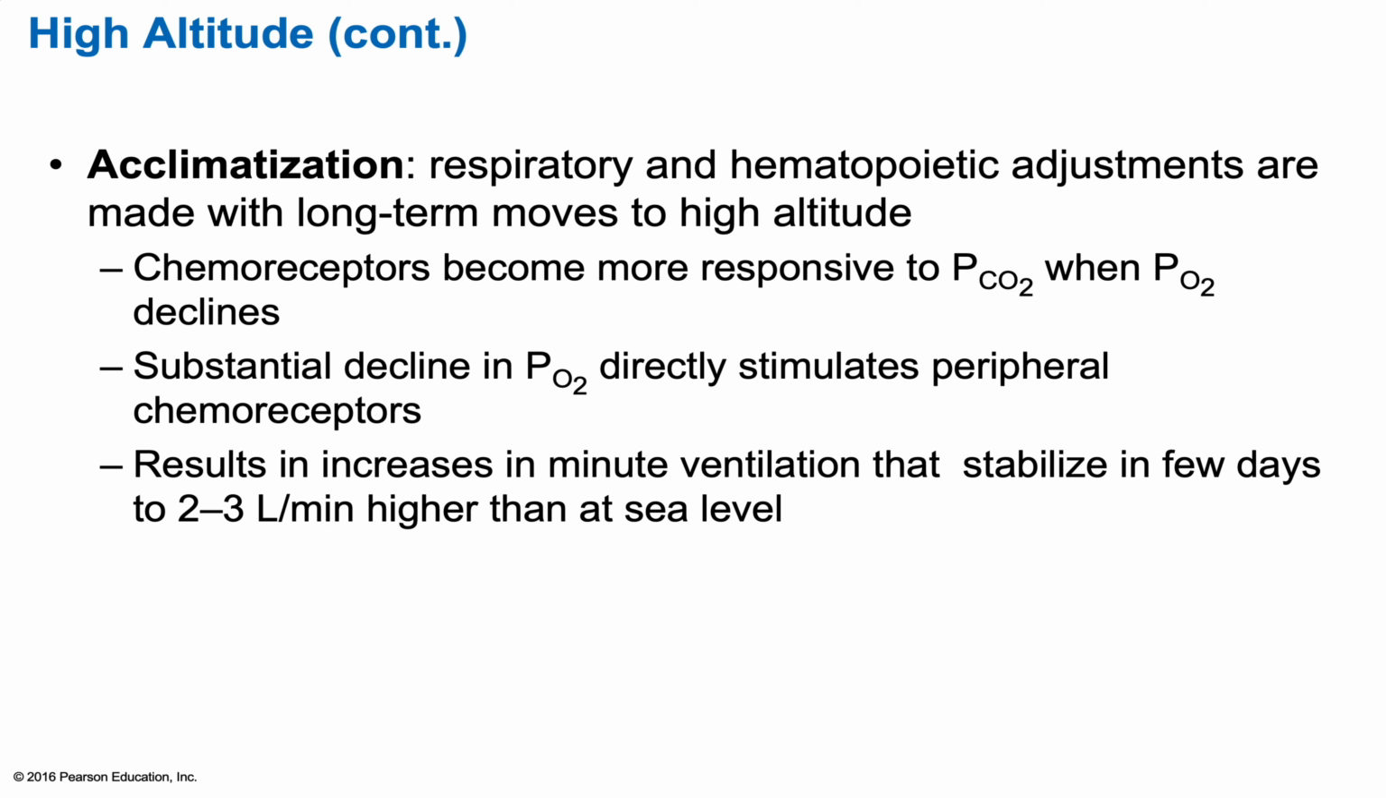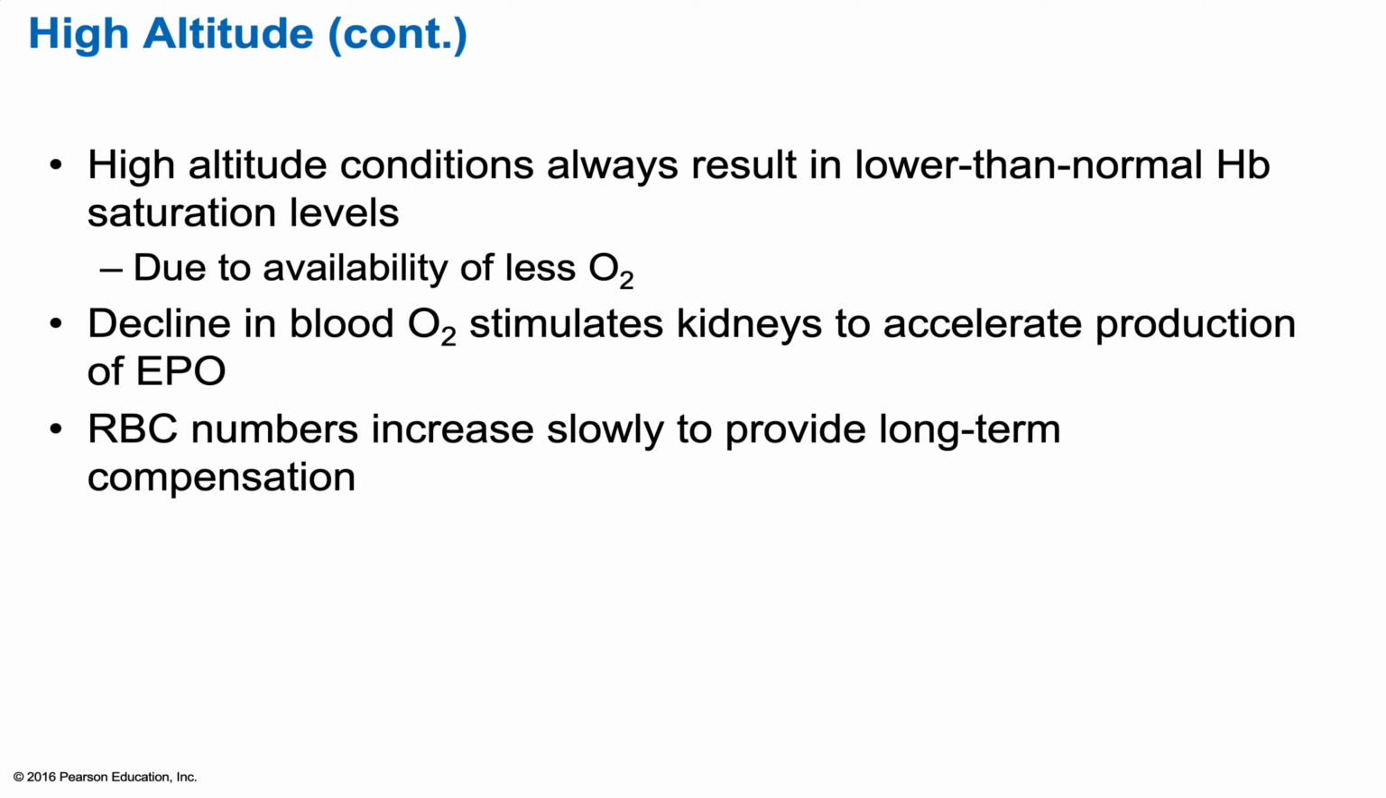Increased ventilation also reduces arterial carbon dioxide levels. So the carbon dioxide of individuals living at higher altitudes is typically below 40 millimeters of mercury. This is its value at sea level. So high altitude conditions result in lower than normal hemoglobin saturation levels because less oxygen is available to be loaded.